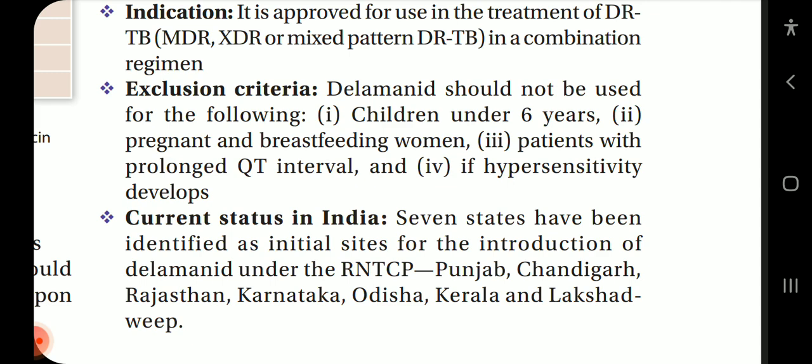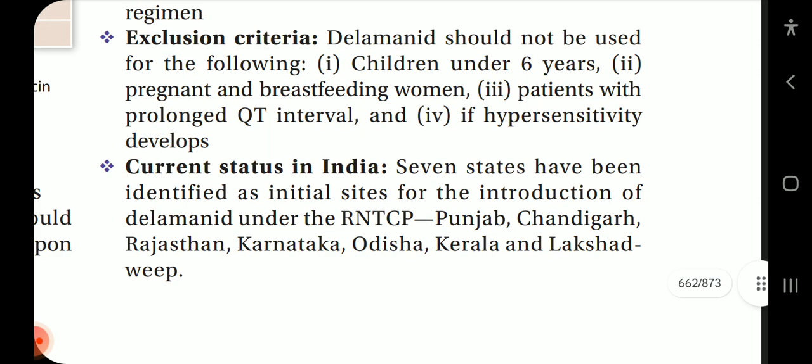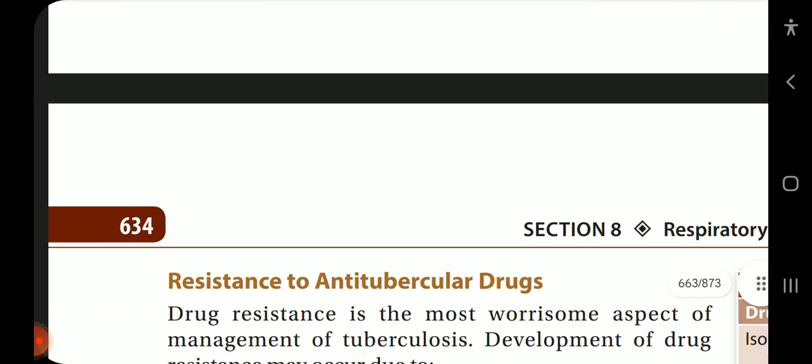Current status in India: 7 states have been identified as initial sites for the roll-out of delamanid under RNTCP: Punjab, Chandigarh, Rajasthan, Karnataka, Odisha, Kerala, and Lakshadweep.